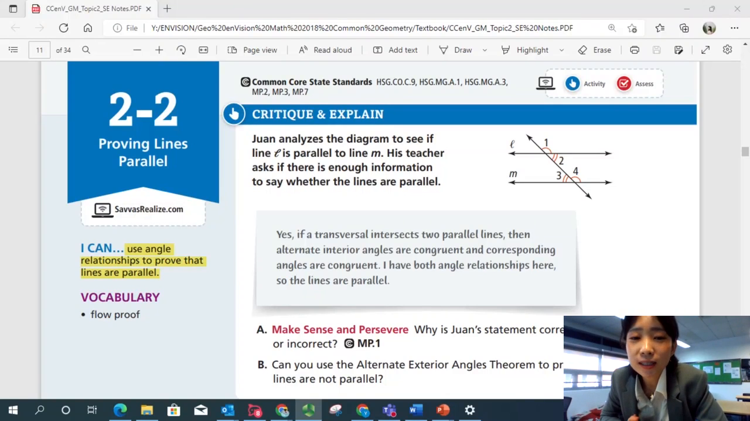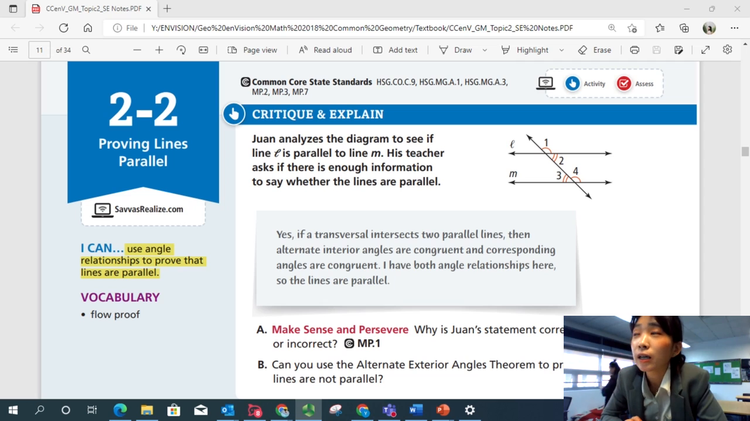Hi, this is Geometry Lesson 2-2, Proving Lines Parallel. In this lesson, we'll be able to use angle relationships to prove that lines are parallel. New vocabulary for this lesson is flow proof. We're going to learn another way of proving. Let's start with critique and explain.